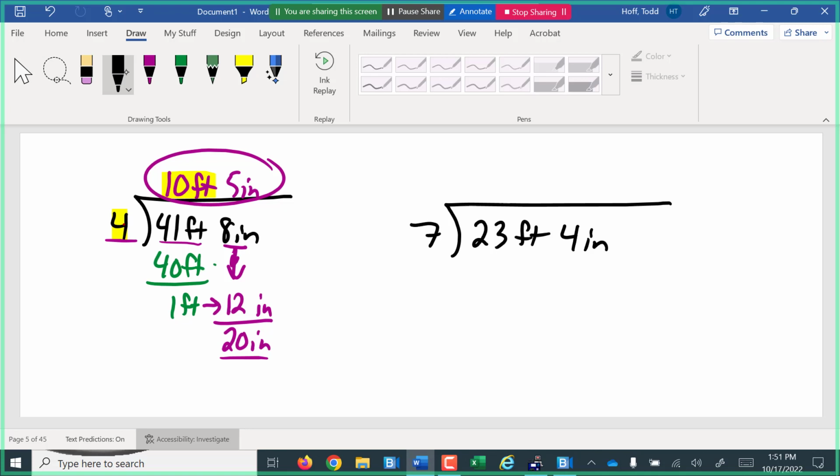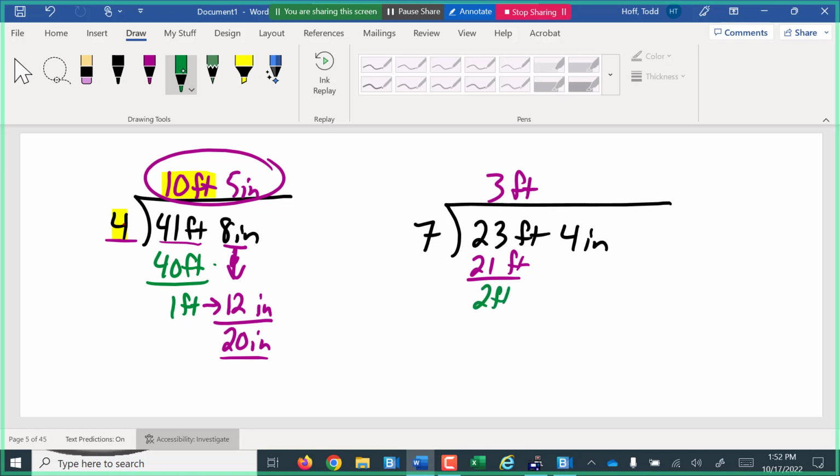So let's say I have 23 feet 4 inches and I want to cut it into 7 equal pieces. So 7 goes into 23 feet how many times? 3 times. Good. 3 feet times 7 is 21 feet. We subtract. How many feet are left over?